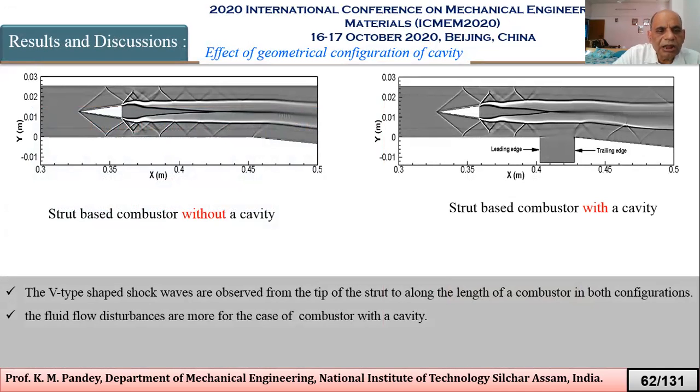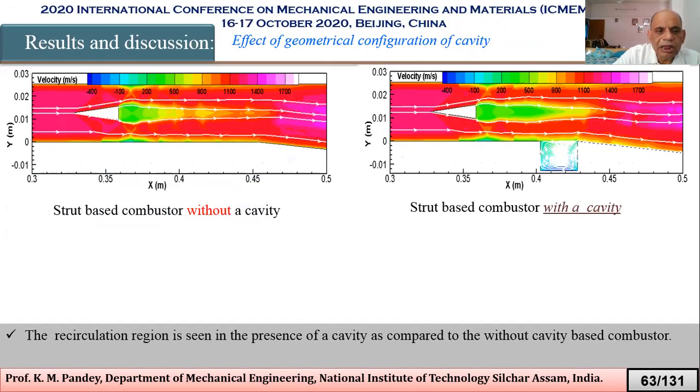So the one diagram is without a cavity and this is with a cavity. The V-type shaped shock waves are observed from the tip of the strut along the length of the combustor in both configurations. The flow disturbances are more for the combustor with a cavity. And here also, the strut-based combustor without a cavity and with a cavity is shown. Here we can say that the recirculation region is seen in the presence of a cavity as compared to the combustor without a cavity.